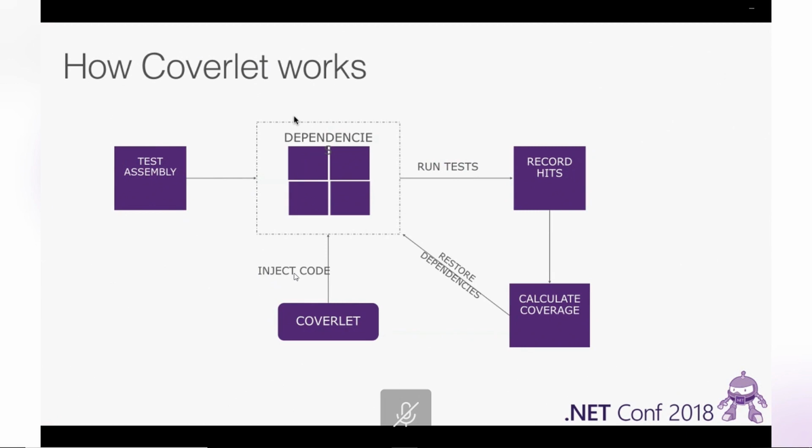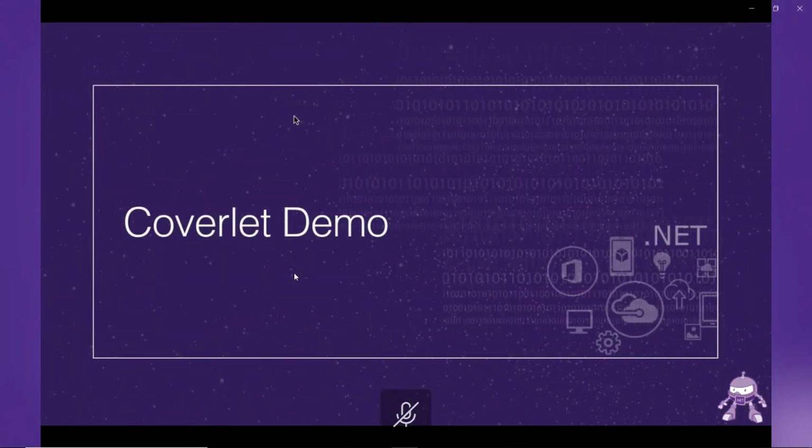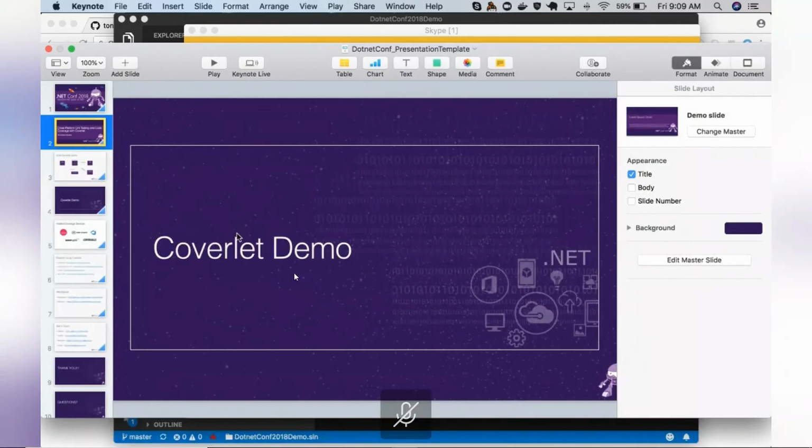Once tests are complete, Coverlet takes up from there and calculates the coverage. Once it's done with that, it restores all dependencies back to their original form, so you do not have to do any manual cleanup yourself. All these processes are, of course, fully transparent to the user. They do not need to interact with them. From the user's point of view, all you have to do is run a command and view your results. So I'm going to jump right over to a demo now so you can see Coverlet in action.